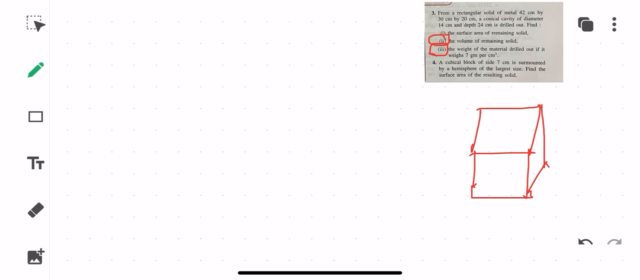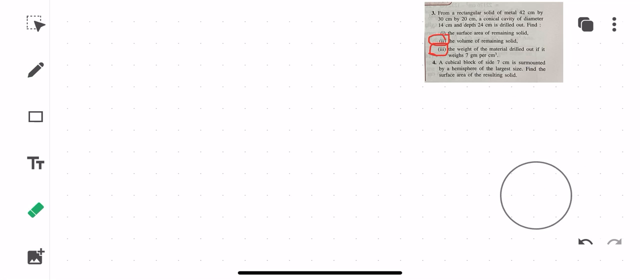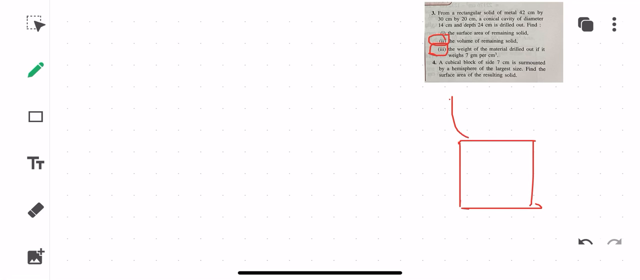So when they say of largest size, what does it mean? Suppose, children, this is a 3D figure. If I just draw a 2D figure of a cubical box, it will be like this. So of the largest size means that the radius of this hemisphere will be equal to the side of this particular cube. Okay, so this is the largest size. Find the surface area of the resulting solid.